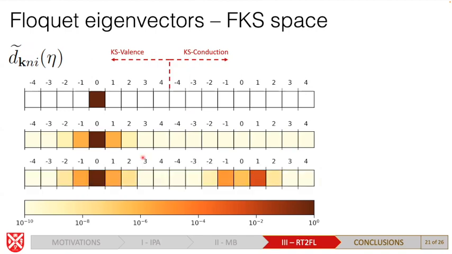At resonance, we should get something different. Still, we have this component close to 1, which we call the central component. So it's the zero Floquet mode of the valence band. But then we also have a second largest component at conduction plus 1, so the first Floquet mode of the conduction band. And we call this the coupling component. And this is typical of resonance.